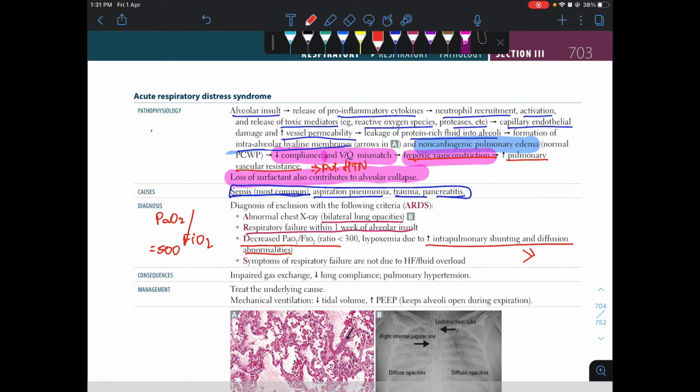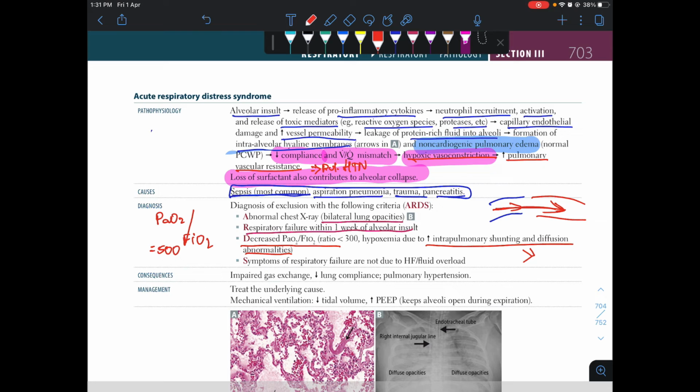Because there is no exchange of the gas, the blood which comes from the pulmonary artery will not get oxygenated, and then this deoxygenated blood passes through the pulmonary veins and reaches the left heart. So this deoxygenated blood will only circulate around the body. So this leads to increased intrapulmonary shunting and diffusion abnormalities. And symptoms of respiratory failure are not due to HF or fluid overload. Here respiratory failure is not due to cardiogenic cause. Here this is the intrinsic cause of the respiratory system.